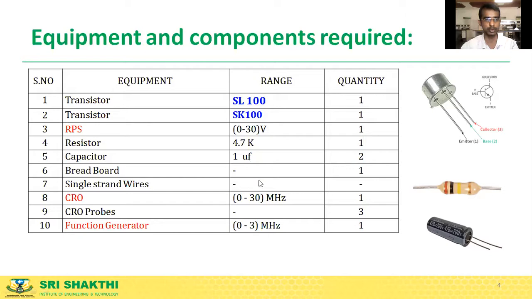Other than that, you need three equipments: a regulated power supply 0 to 30 volt for giving bias or VCC, then a CRO 0 to 30 megahertz, and a function generator 0 to 3 megahertz. Other than that, we need a breadboard and wires. So these are the equipment and components that we require.